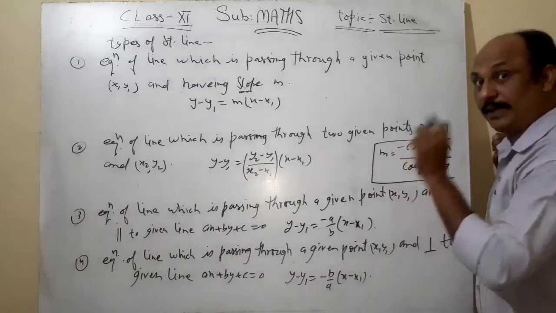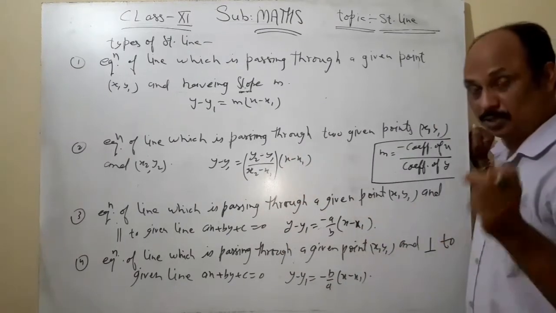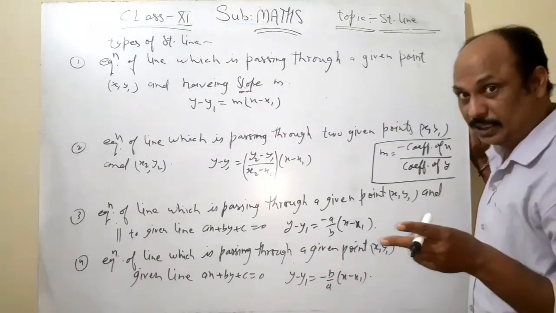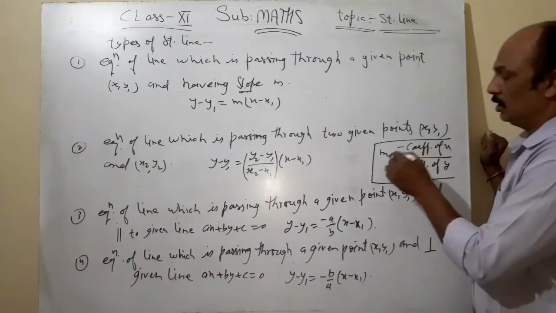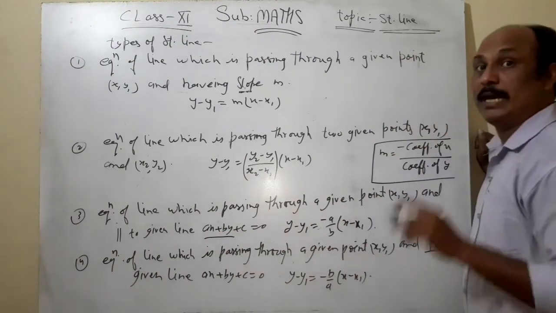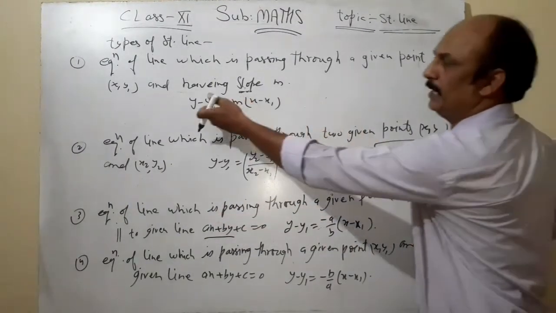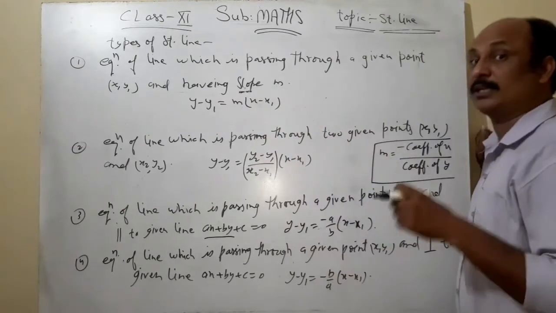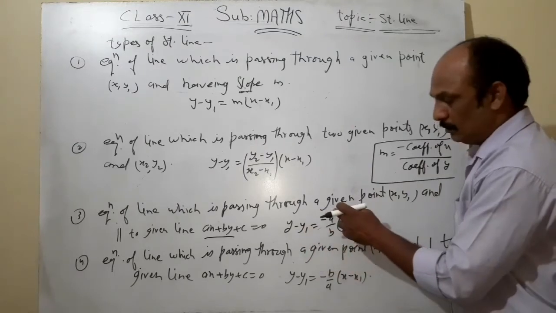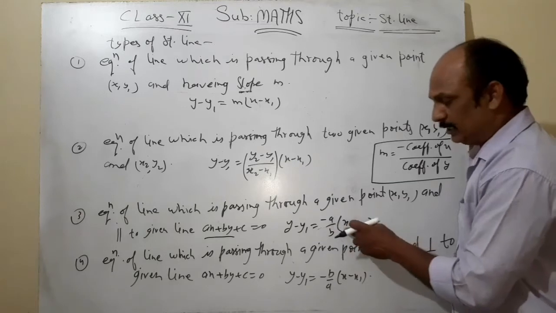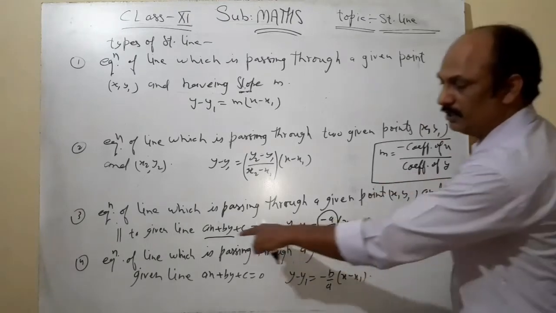Now we have a slope and this line is parallel to required line. So as we know, for parallel condition m1 is equal to m2. So we use slope of this line as m here and given point x1 same as here. So equation of our required line is y minus y1 is equal to minus a upon b in bracket x minus x1. Here minus a upon b is slope of this line.